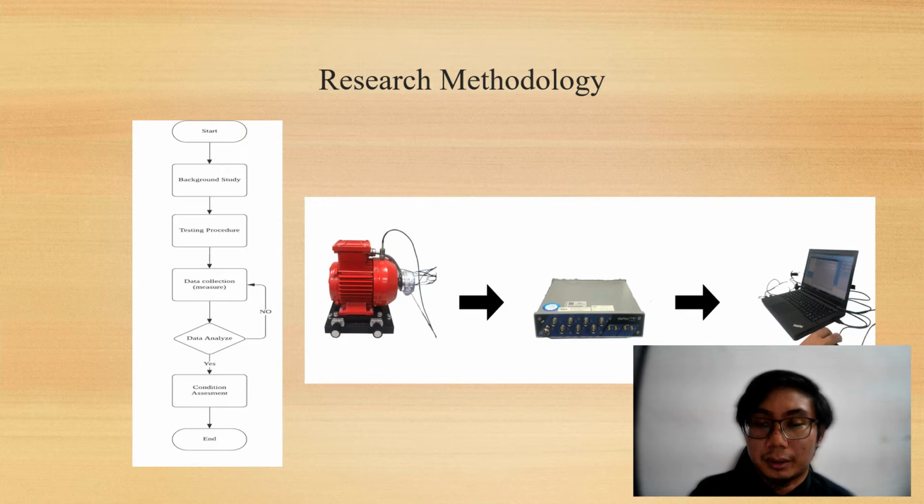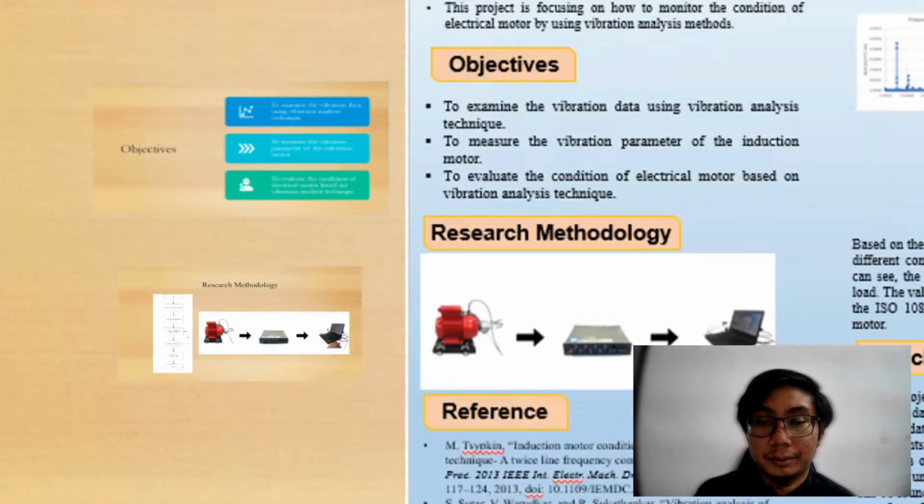For each part, I will conduct with 5 different levels of speed, which is 1600 rpm, 1800 rpm, 2000 rpm, 2200 rpm, and 2400 rpm. That's all for my research methodology.